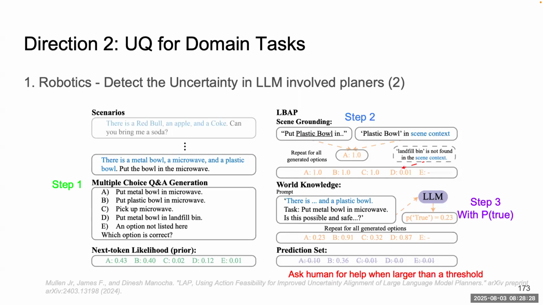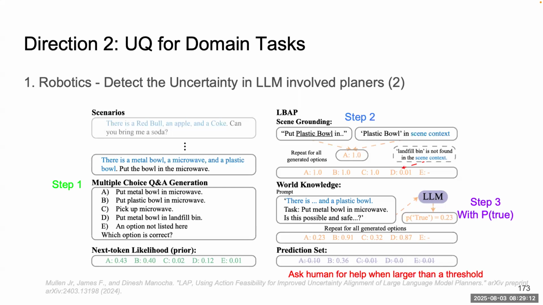So the prompt is like: if there is something in a plastic ball, and the task is to put the metal ball in the microwave, they ask, is this possible and safe, to incorporate this world knowledge. Then the language model generates with this self-evaluation, and they reject all the candidates below a certain threshold, and combine this uncertainty or confidence estimation vector with the previous grounded scene vector.